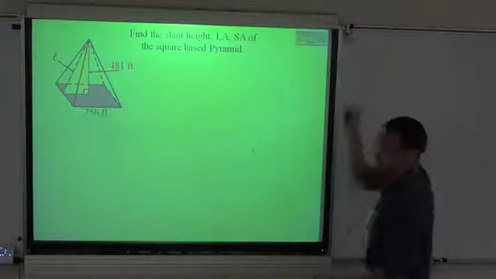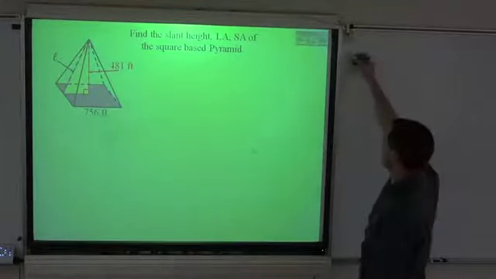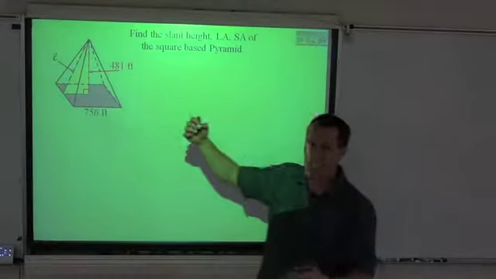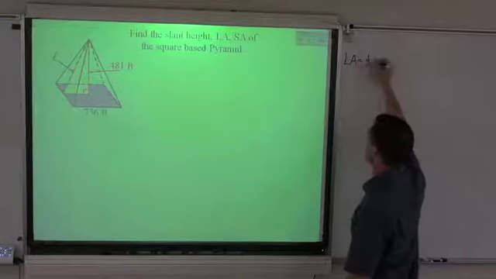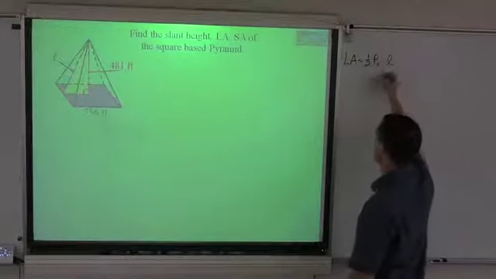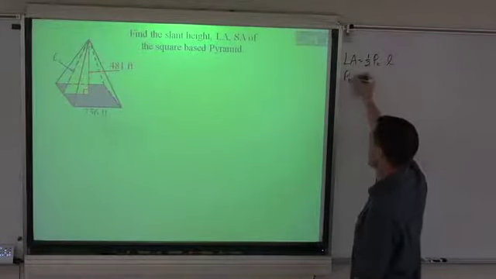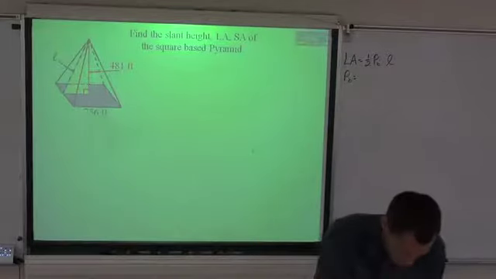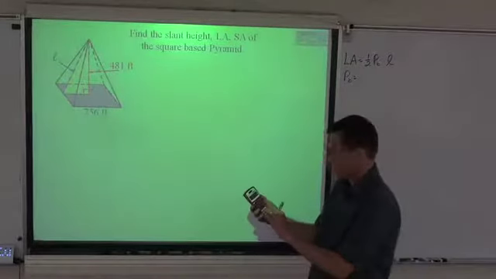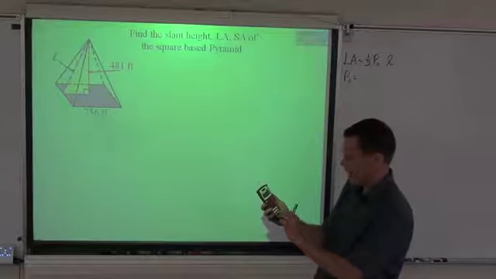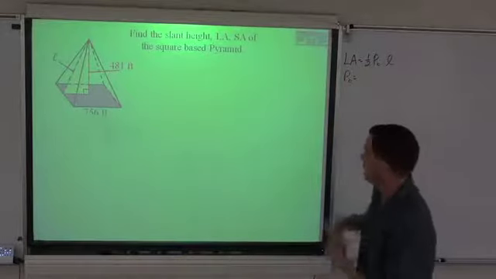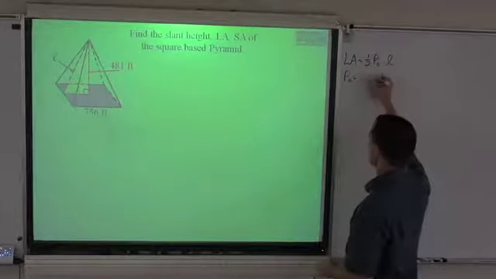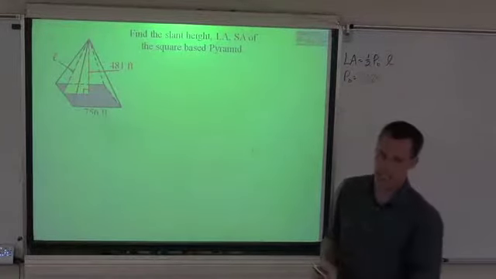Because if I want that lateral area, and I have to say LA equals 1/2 perimeter of base times slant height, I can figure out the perimeter of the base. It has a 756-foot base, so I take 756 times 4, and I've got 3,024. I know my perimeter of the base. What I don't have right now is a slant height.